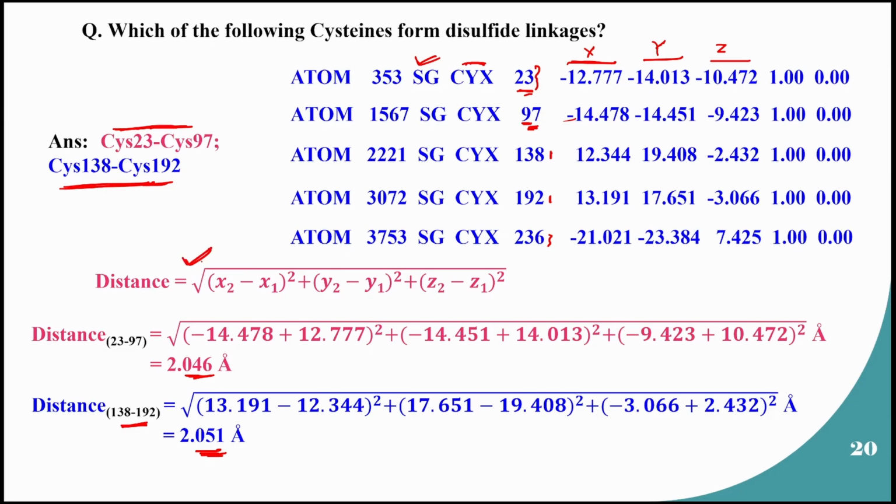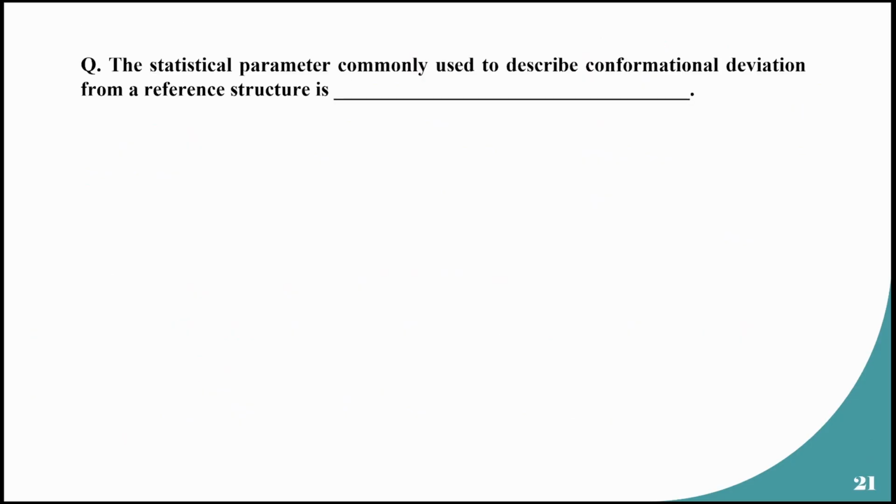If you are given something like this, it's the square root of (x2 minus x1) squared plus (y2 minus y1) squared plus (z2 minus z1) squared. Okay. So in the last class also we talked about the parameter that is used to assess conformational deviation from a reference structure. Anybody remembers what that was?